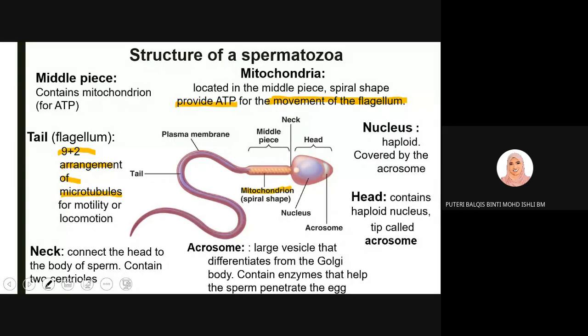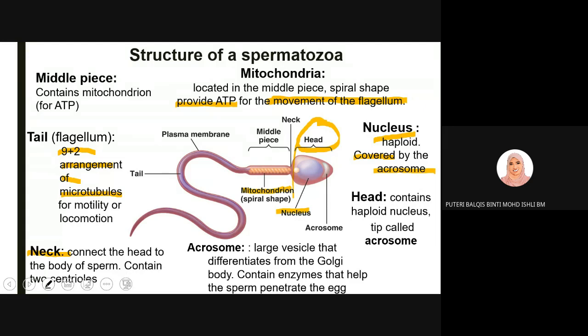Then the neck. The neck connects the head, the body of the sperm, and contains 2 centrioles. And the head is the most important, because only the head enters the egg cell. The head has a nucleus, which is haploid, covered by the acrosome. The nucleus contains the genetic information.